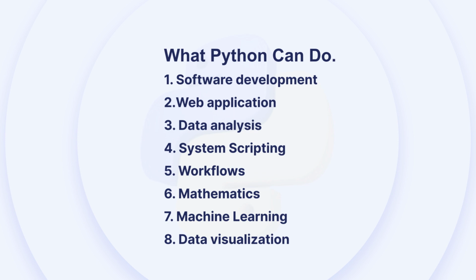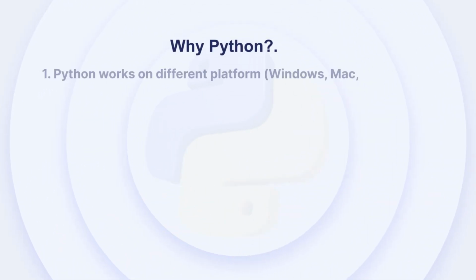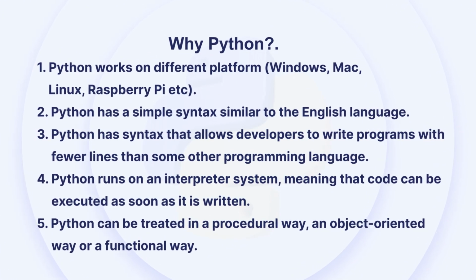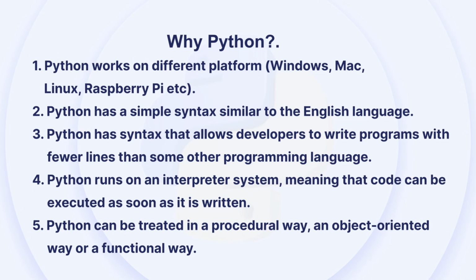Now let's talk about why Python. Python works on different platforms like Windows, Mac, Linux, and so on. Python has a simple syntax similar to the English language. Python has syntax that allows developers to write programs with fewer lines than some other programming languages. Python runs on an interpreter system, meaning that the code can be executed as soon as it is written. Python can be treated in a procedural way, an object-oriented way, or a functional way.